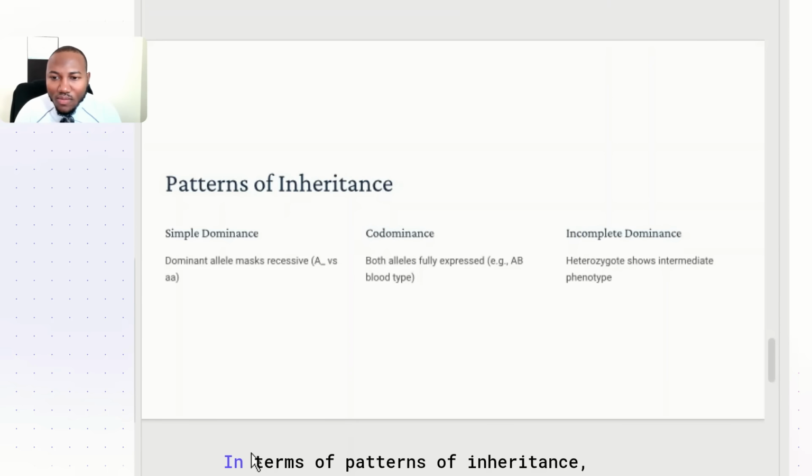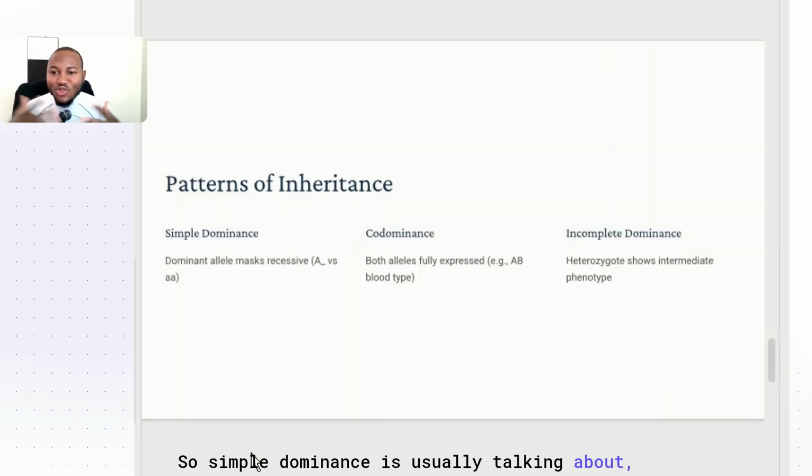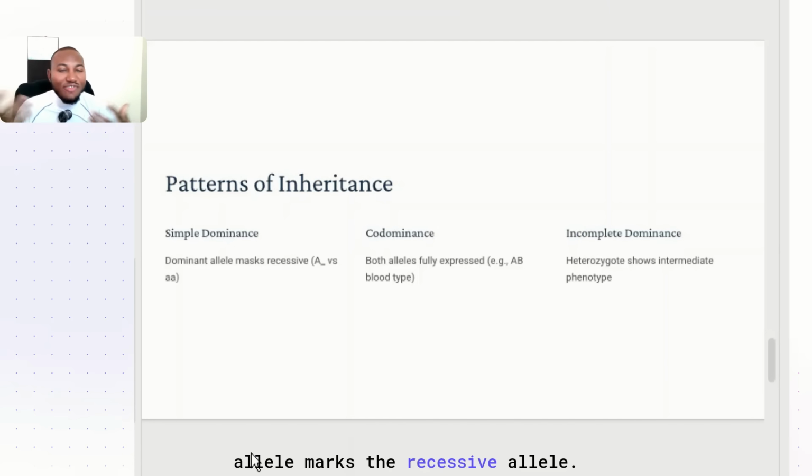All right? In terms of patterns of inheritance, we have simple dominance, we have codominance, we have incomplete dominance. Simple dominance is when a dominant allele masks the recessive allele. It's as simple as that, right? You just mask it. When you're talking about codominance, the two of them are heterozygous and fully expressed.